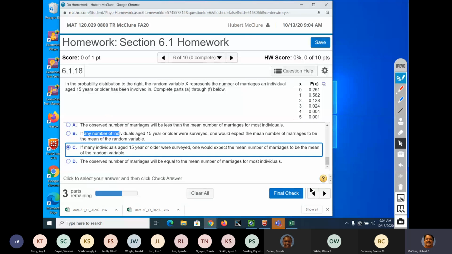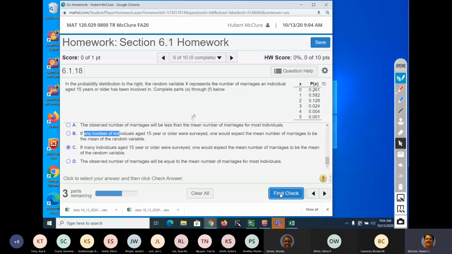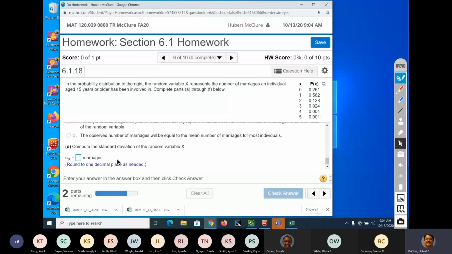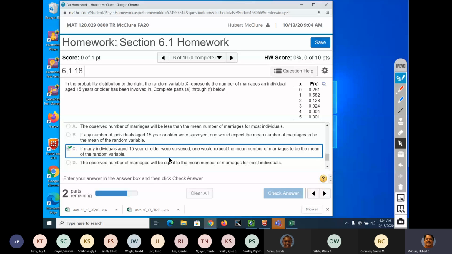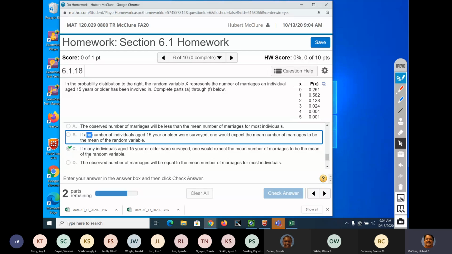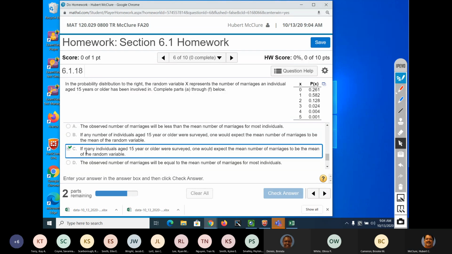Then C. I don't agree with that. I don't like using the word many. If many individuals were surveyed, as a math teacher, I don't like that word many. I would rather use the word any. Yeah, just remember that word right there.